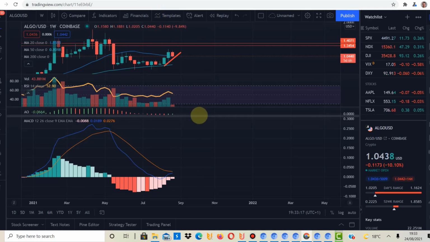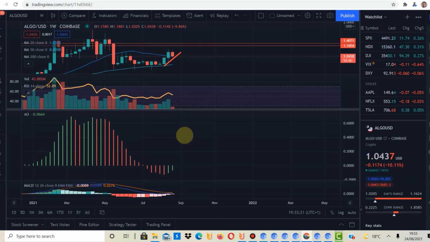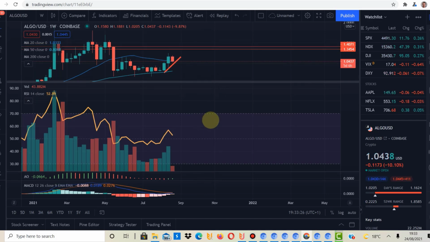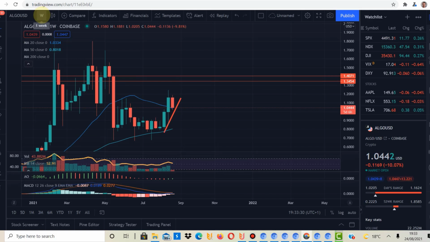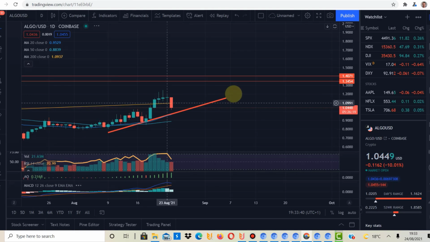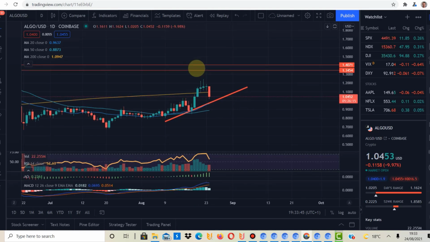Let me just close these down again, and then we can take a look at the daily. And then we move our way down, maybe even to the 4-hour chart. But bear in mind, I follow Cardano very closely, so I pretty much know what's been happening in the last few days and everything. I know the Cardano chart very well, but Algorand I don't follow that closely, so please bear with me.